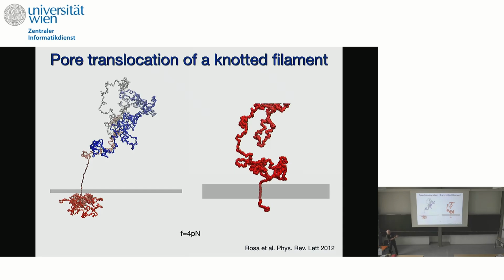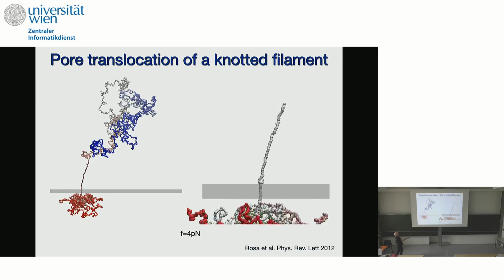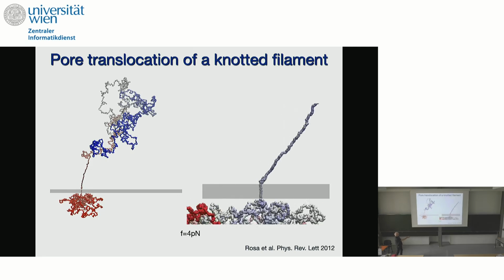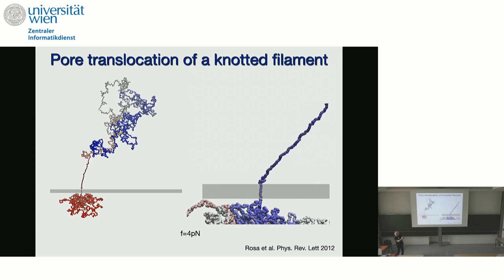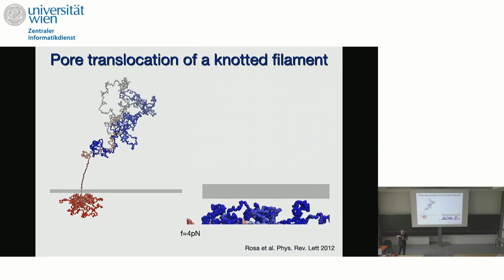The knot initially was somewhere here. Therefore, if we look at the close-up, the knot was up here. And if you look what happens at this close-up, now you see the knot is here. It has been dragged down to the pore. It stays there, tightened, and the chain is able to reptate along its knotted contour and essentially going through without apparent hindrance.